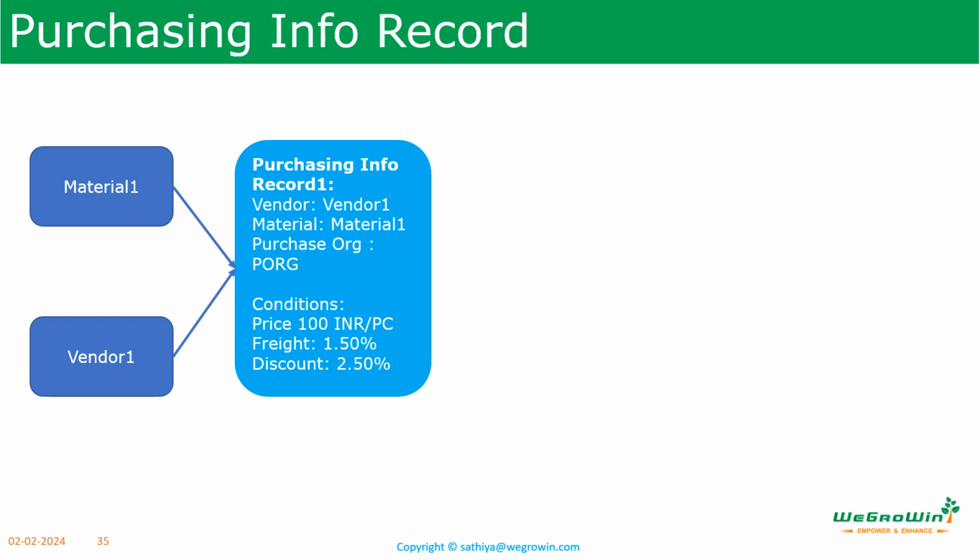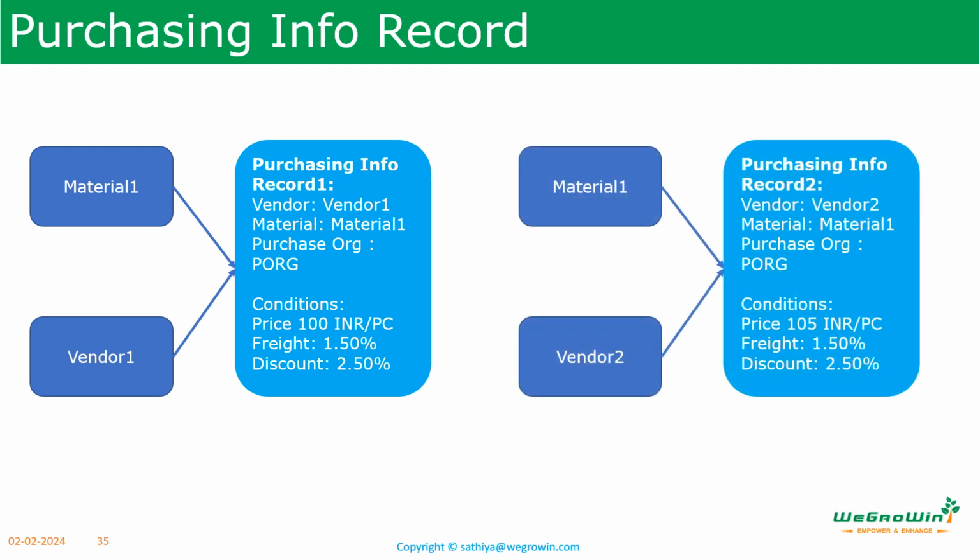When you create purchasing documents like a purchase order or contract, the system will display the data maintained in info records as default values. Also, a purchase info record is a one-to-one relationship between the material and the vendor. If one material is supplied by two vendors, then we need to create two info records. Similarly, if two materials are supplied by the same vendor, then we have to create two different info records. So it is a one-to-one relationship.